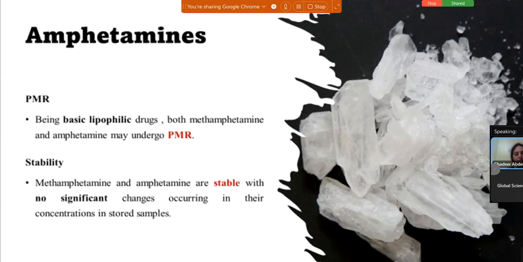Amphetamines being basic lipophilic drugs, both methamphetamine and amphetamine may undergo post-mortem redistribution. Both are stable with no significant changes occurring in their concentrations in stored samples.